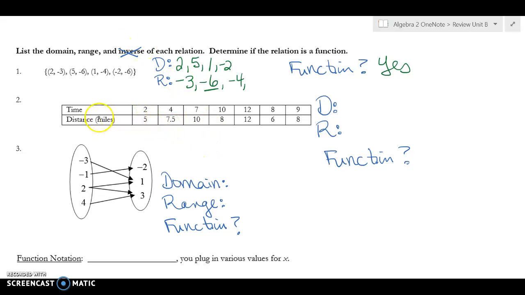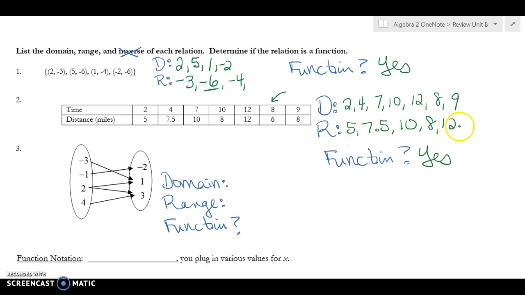All right, so let's look at this next one. Remember, our domain is our first one, our independent. So our domain is our top numbers. These are our domain. So 2, 4, 7, 10, 12, 8, and 9. And again, none of these numbers repeat, so it's an automatic yes. And then here, the range is 5, 7.5, 10, 8, 12, 6. And I already wrote an 8, so I'm not going to write the 8 again. So this one's there, but I don't have to write it again because I already wrote it.